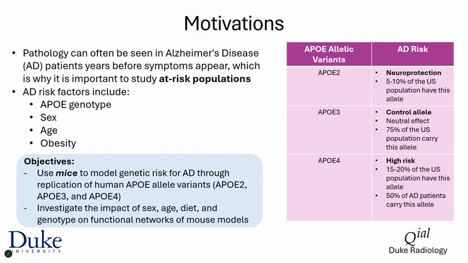Mouse models are often used in Alzheimer's disease studies because they result in more controlled studies and they age a lot faster. We use mice to model genetic risk for Alzheimer's disease, and we replicate the human APOE allele variants, APOE2, APOE3, and APOE4. We also investigate the impact that sex, age, diet, and genotype can have on the functional networks of mouse models.